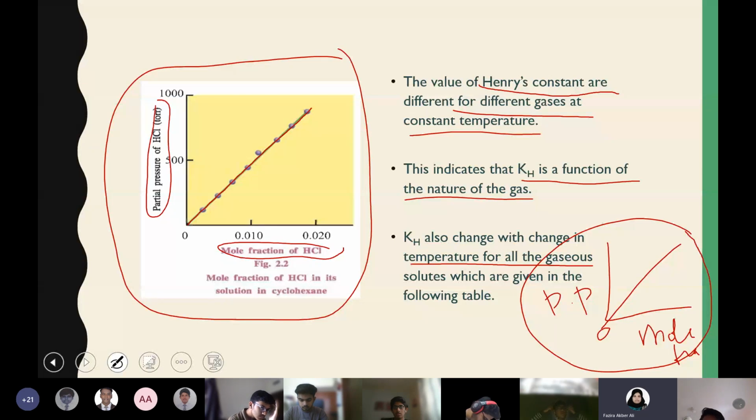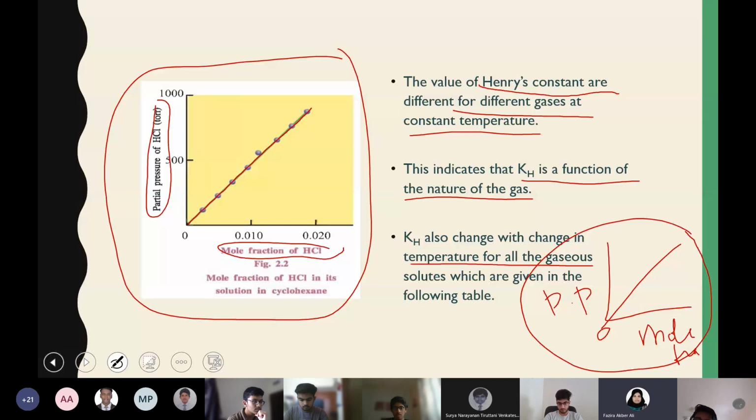Ma'am, for partial pressure, there should be other gases as well, right? No, if you're talking about a particular system, for example, you're dissolving ammonia in water, then the partial pressure of ammonia is directly proportional to the mole fraction of ammonia. So if you're talking about one gas, then it is the relation of partial pressure and mole fraction of the same gas. Okay, ma'am. Because the partial pressure of a gas in the gaseous state is directly proportional to the mole fraction of that gas when dissolved in the solution. That is how Henry's law is connecting.